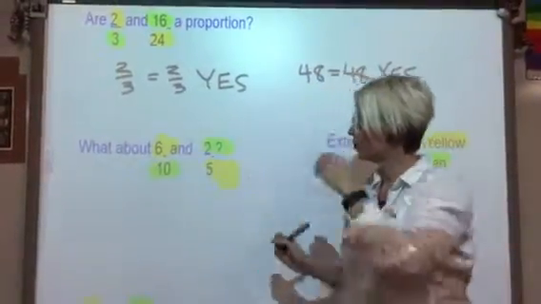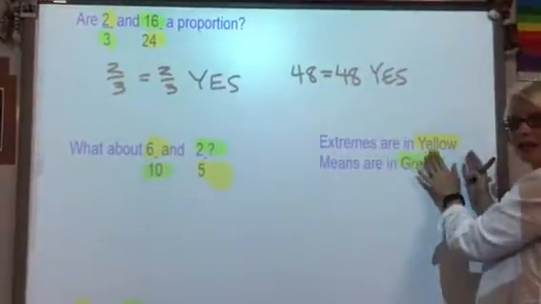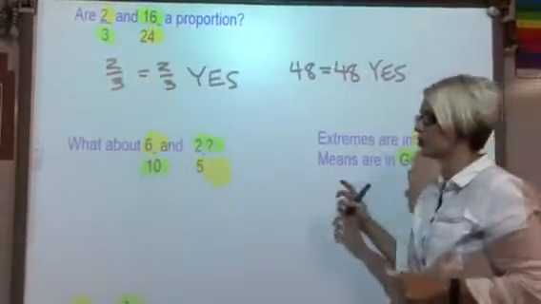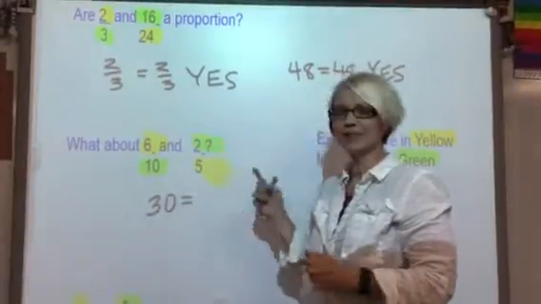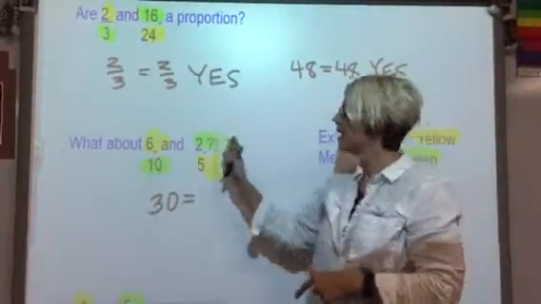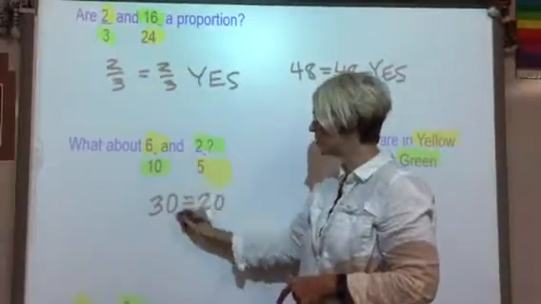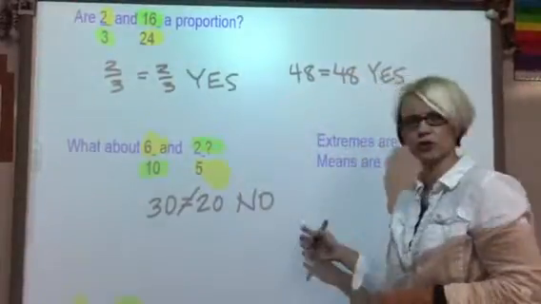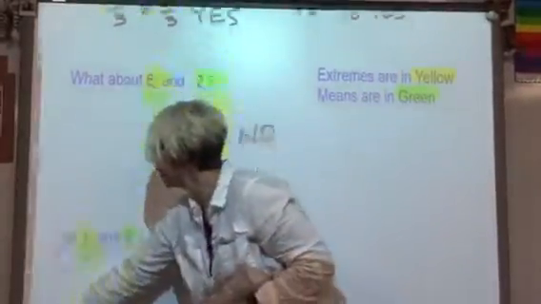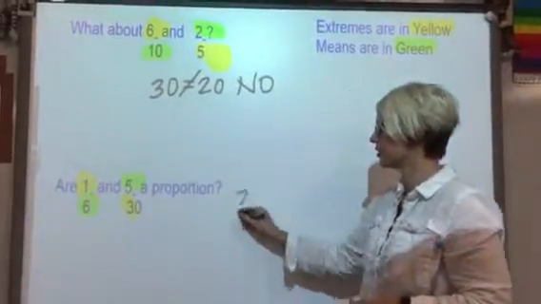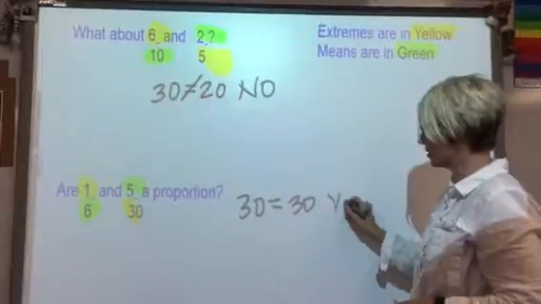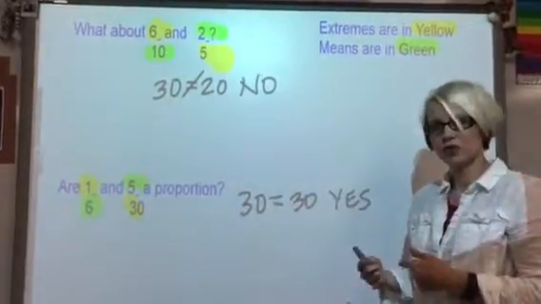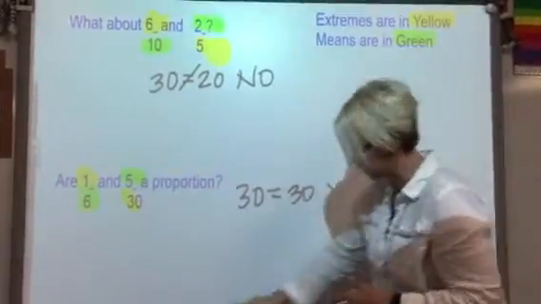So let's check this proportion. I put the extremes in yellow and the means in green so you can see which are which. I start with the extremes, that would be 30. Like I said, cross multiplying is easier, so I'm going to use that. 2 times 10 is 20. These are not equal, so these are not proportional. It's a no. We'll check here. 1 times 30 is 30. 6 times 5, also 30, so this would be a yes. A lot of what you'll do on your assignment is just check proportionality.